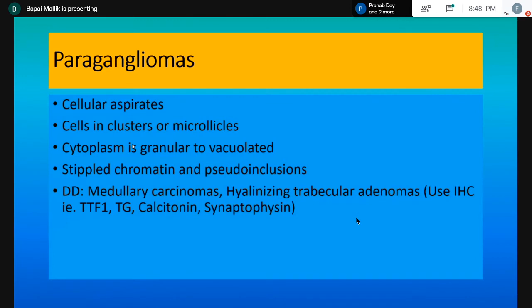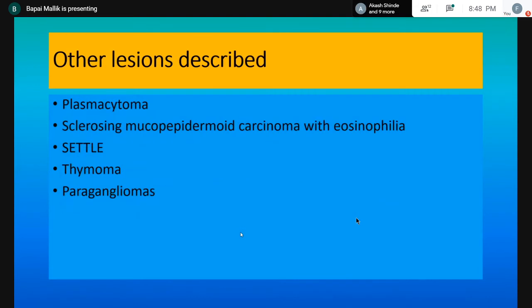Paragangliomas can be present in the thyroid, right? And they can be a problem. They are usually TTF-1 and TG negative, right? Synaptophysin positive. So if they are present, they are very, very difficult, especially because there is a paraganglioma-like variant of medullary thyroid carcinoma. And there are lots of other lesions which have been described.